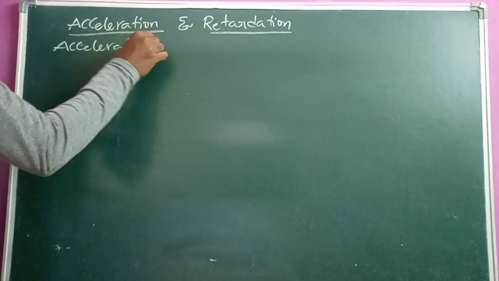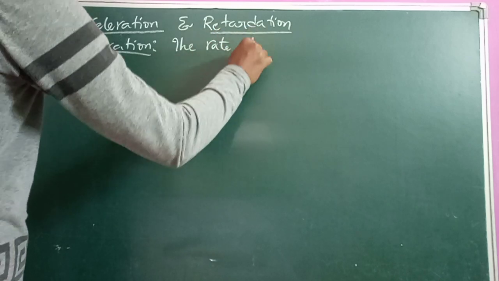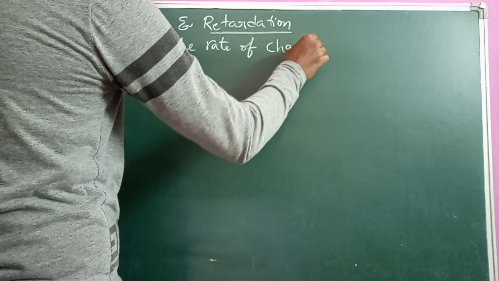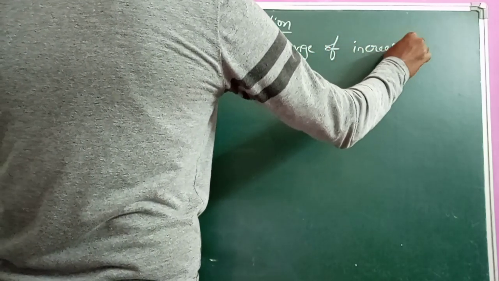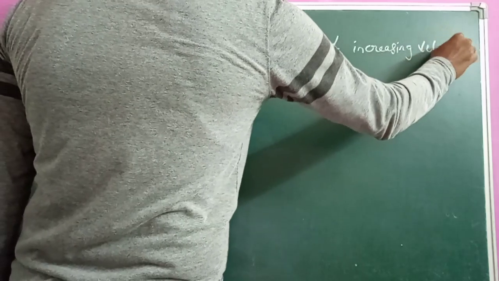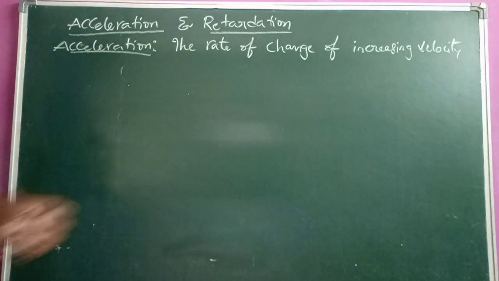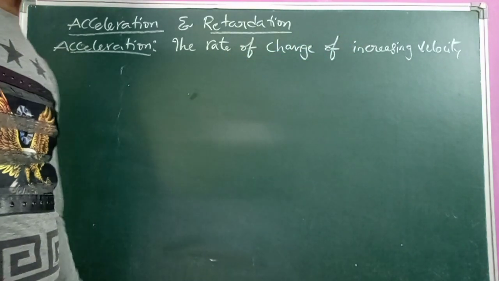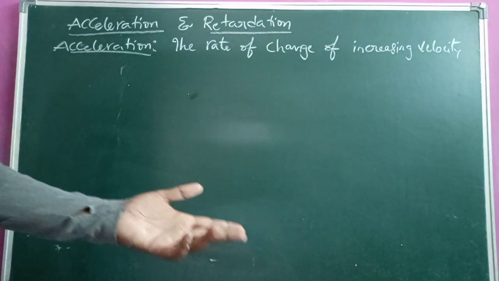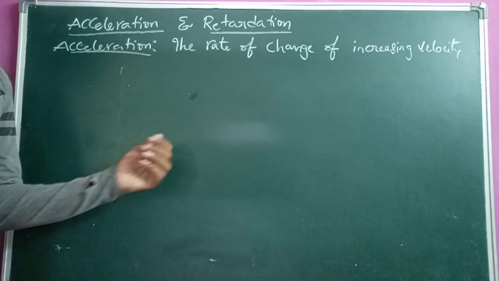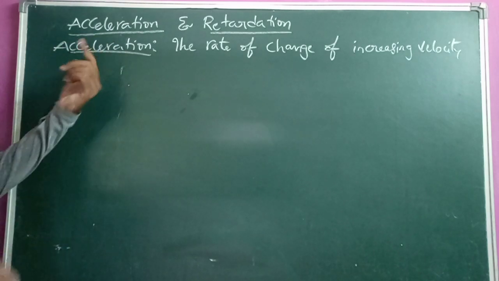it can be defined as the rate of change of increasing velocity. So simply we can define this as the rate of change of velocity, but in that rate of change of velocity, the velocity may increase or the velocity may decrease. If you are finding the rate of change of increasing velocity, that comes under acceleration.